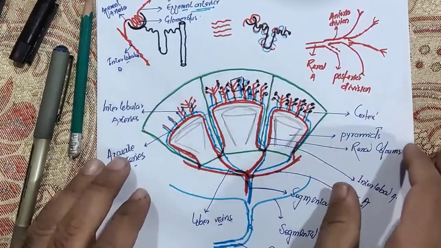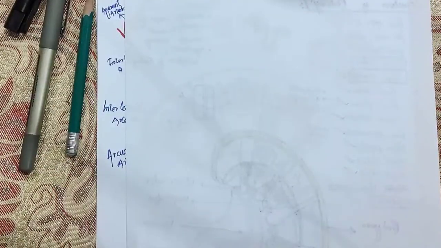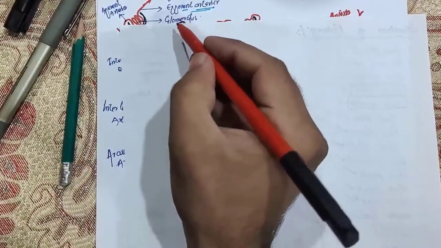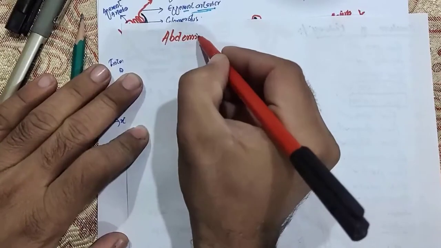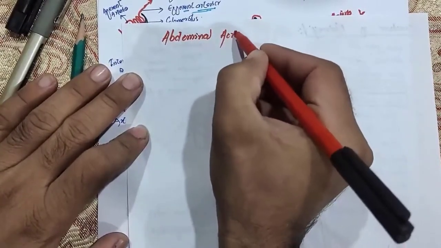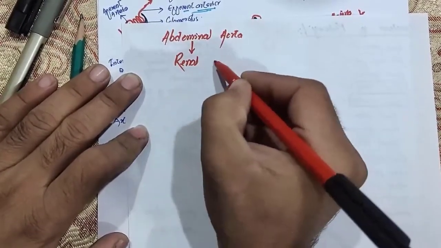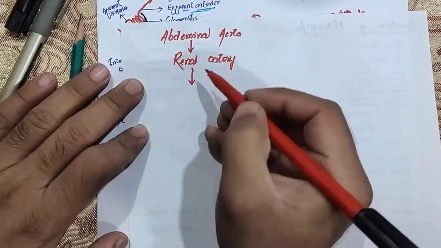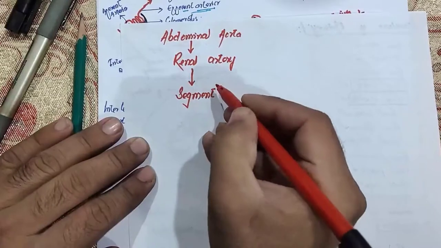Now let us make a very simplified sketch of what we have learned. I will make a relationship between the blood supply and venous drainage of the kidney. Look carefully what happens. There is the abdominal aorta. Clear, friends? Now from the abdominal aorta there is a branch called the renal artery, right? Now the renal artery will give segmental arteries.